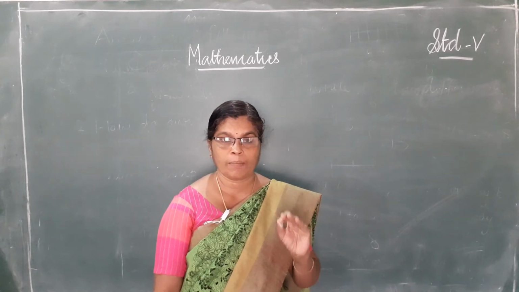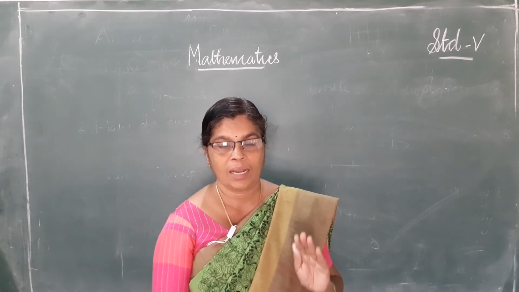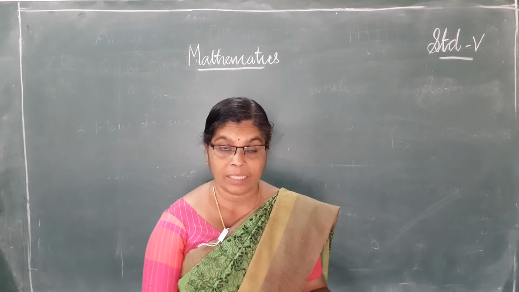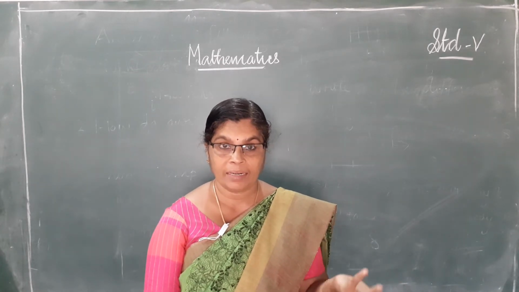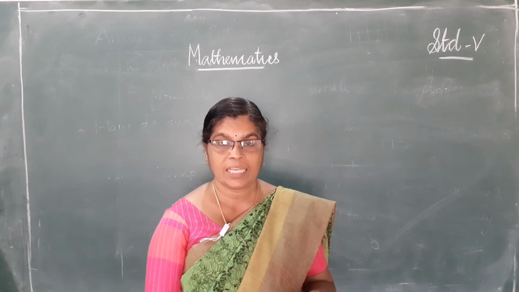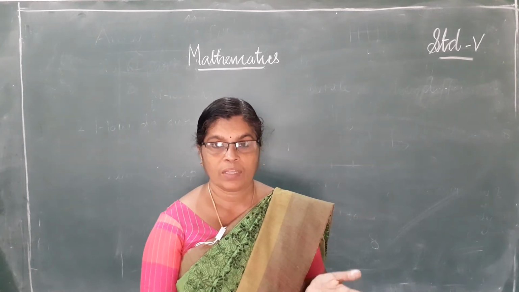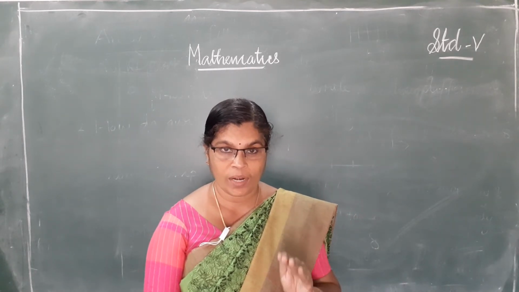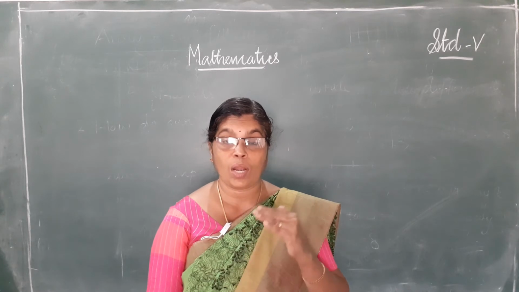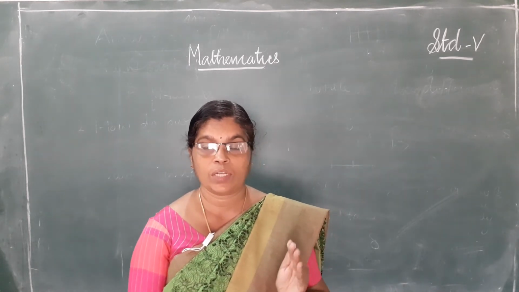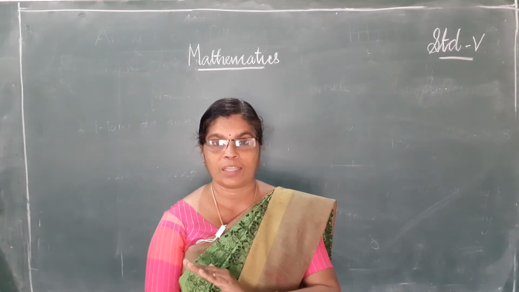So what are rounding numbers? When you round off nearest to 10, the rounding numbers are 10, 20, 30, 40, 50, 60, 70, 80, 90, 100, 110, 120. These are the rounding numbers. Now about nearest to 100, when you round off, the rounding numbers are 100, 200, 300, 400, 500, 600, etc. So when you round off nearest to 1000, the rounding numbers are 1000, 2000, 3000, 4000, 5000, etc.